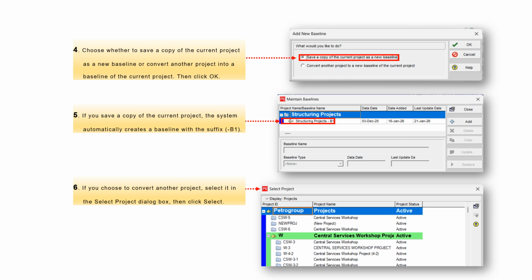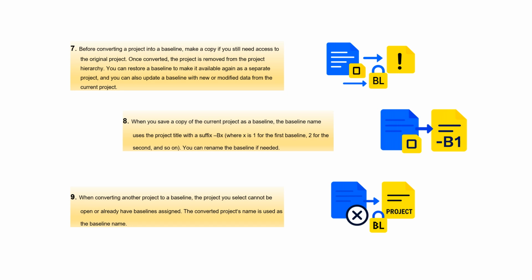Then click Select. 7. Before converting a project into a baseline, make a copy if you still need access to the original project. Once converted, the project is removed from the project hierarchy. You can restore a baseline to make it available again as a separate project, and you can also update a baseline with new or modified data from the current project.